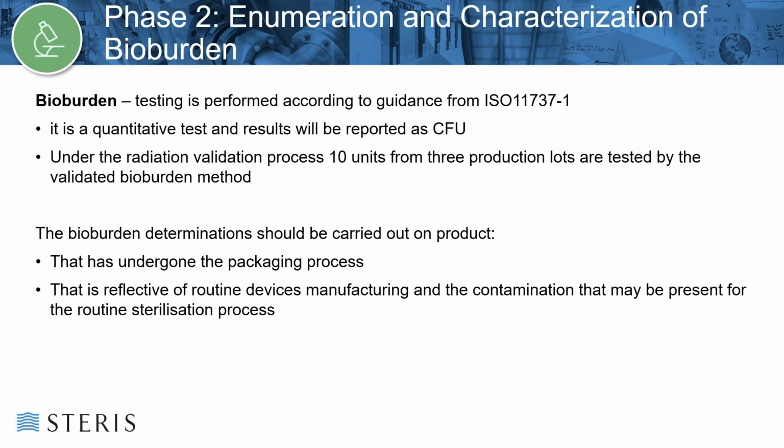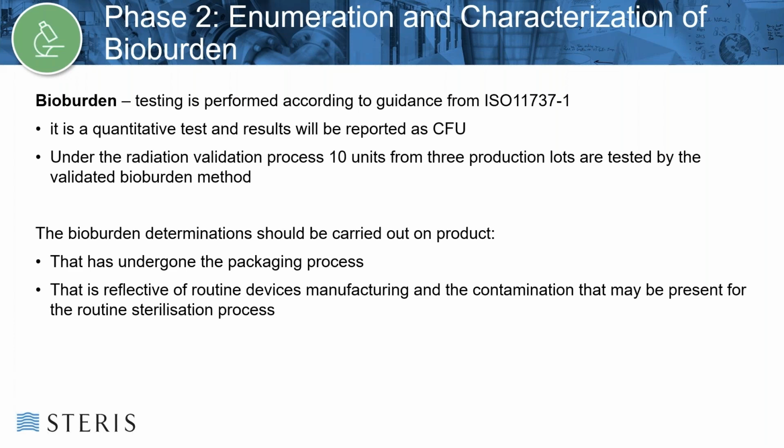Bioburden testing is performed in accordance to guidance from ISO 11737-1, and the verification dose is most often determined from tables within ISO 11137 or ISO 13004. Again, this is a quantitative test, so we will have a specific number of microorganisms as a result, which is reported as colony-forming units. For a full radiation sterilization validation process, 10 units from each of 3 production lots are tested with the validated bioburden method.